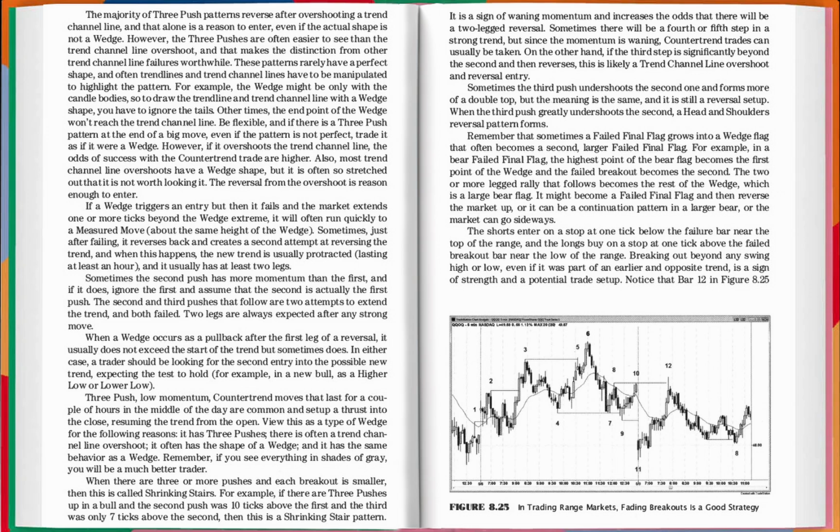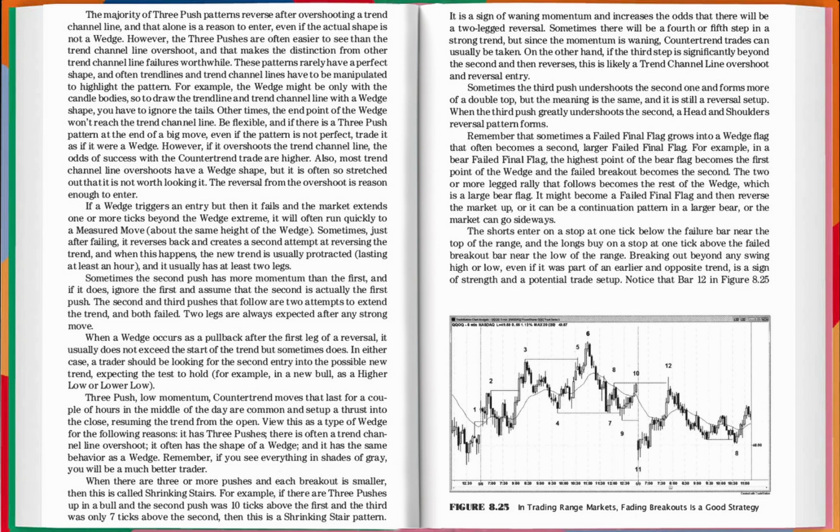When there are 3 or more pushes and each breakout is smaller, this is called shrinking stairs. For example, if there are 3 pushes up in a bull and the second push was 10 ticks above the first and the third was only 7 ticks above the second, then this is a shrinking stair pattern. It is a sign of waning momentum and increases the odds that there will be a two-legged reversal. Sometimes there will be a fourth or fifth step in a strong trend, but since the momentum is waning, countertrend trades can usually be taken.